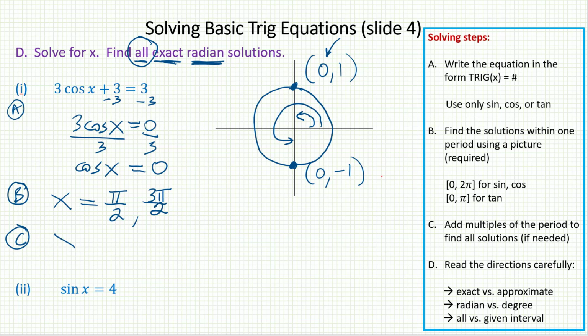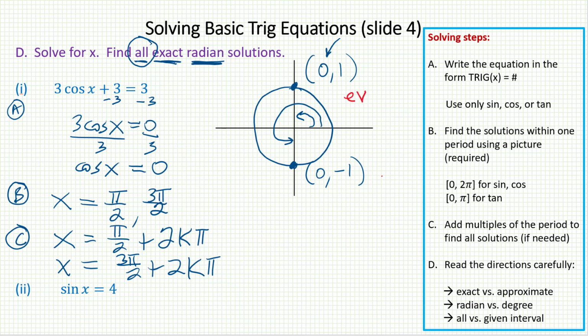Well, all I have to do is take each of the answers I found and add on multiples of the period. So I would have pi over 2 plus 2k pi, multiples of 2 pi, and I would have 3 pi over 2 plus multiples of 2 pi. Now, here's the thing. Every once in a while, you end up with a situation that can be simplified, and that will happen if your answers are evenly spaced. These two answers are evenly spaced here around the unit circle.